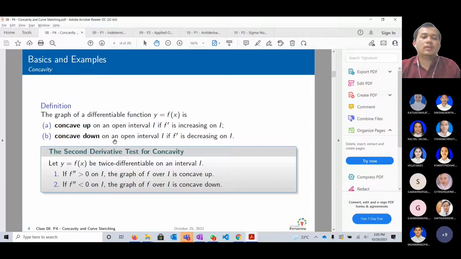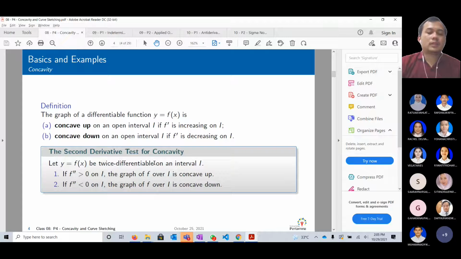And then concave down on the open interval I if f prime is decreasing. So concave down is something like this. Concave up you have a minimum, but concave down you have a maximum. Cekung ke bawah on an open interval if f prime is decreasing. Jadi di sini cekung ke atas kalau turunannya adalah fungsi naik, cekung ke bawah kalau turunannya adalah fungsi turun.